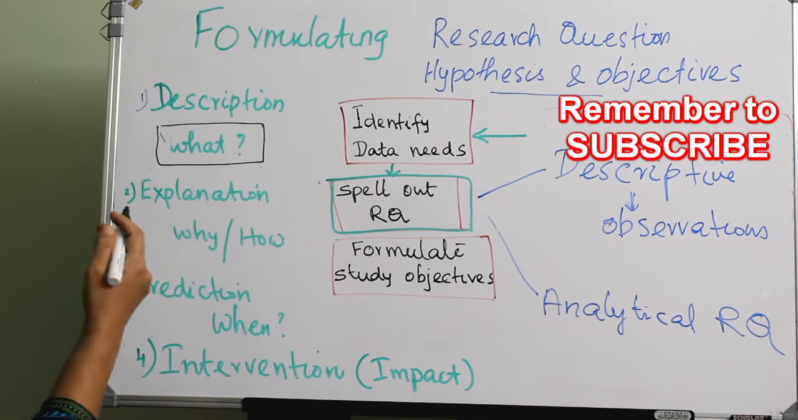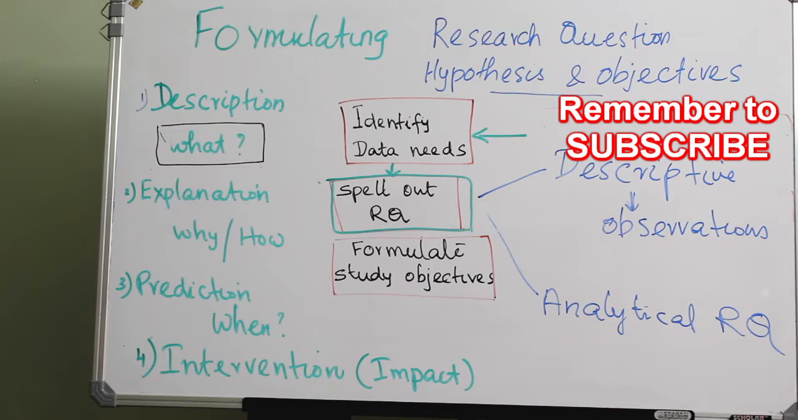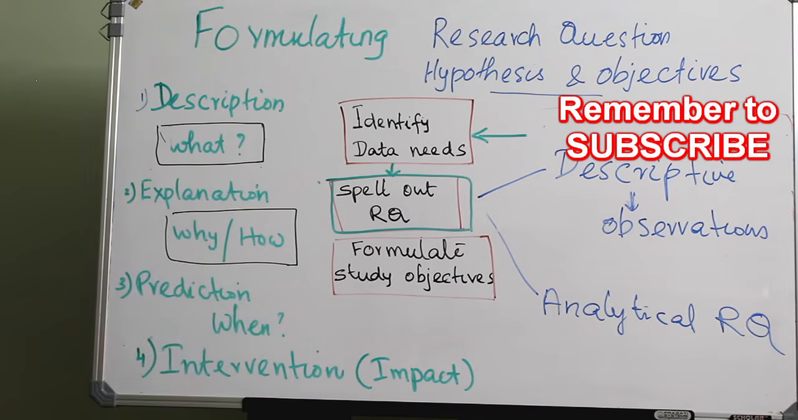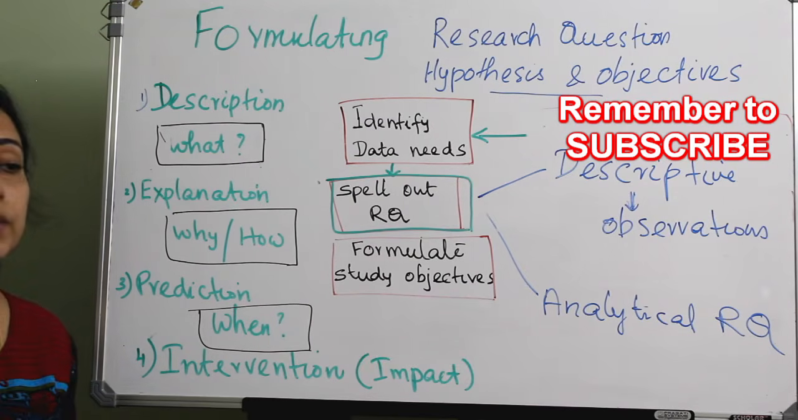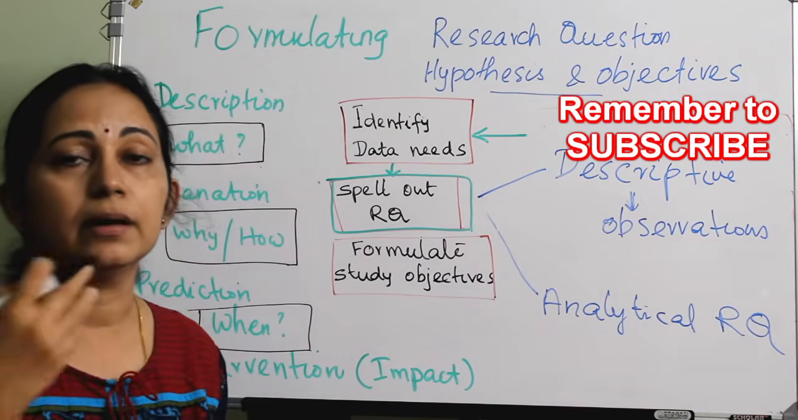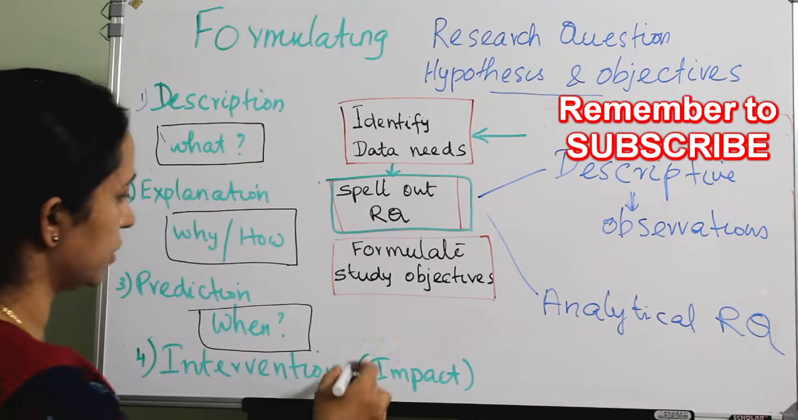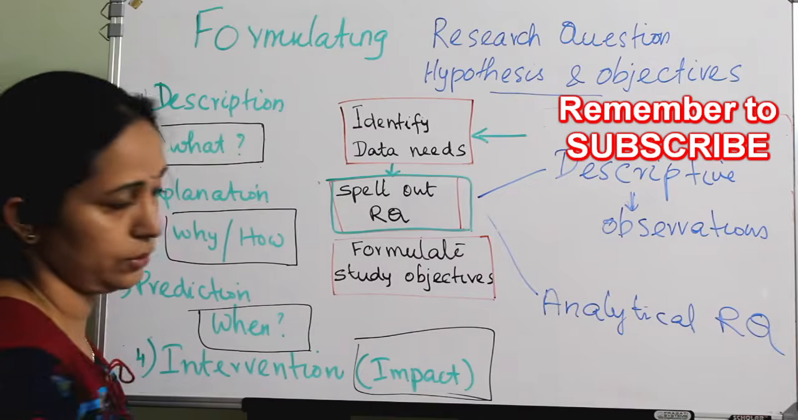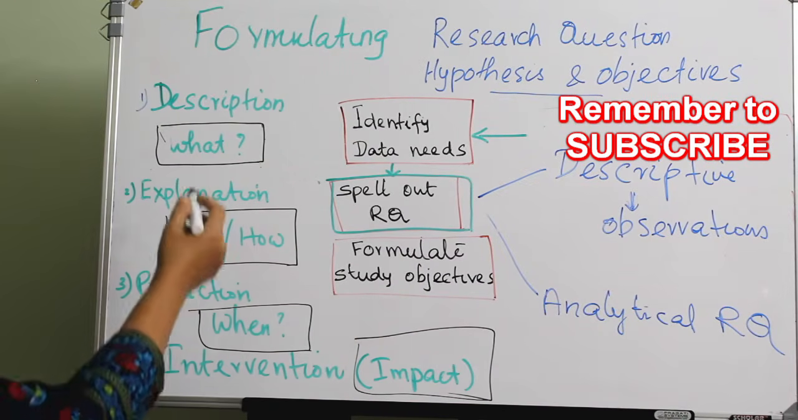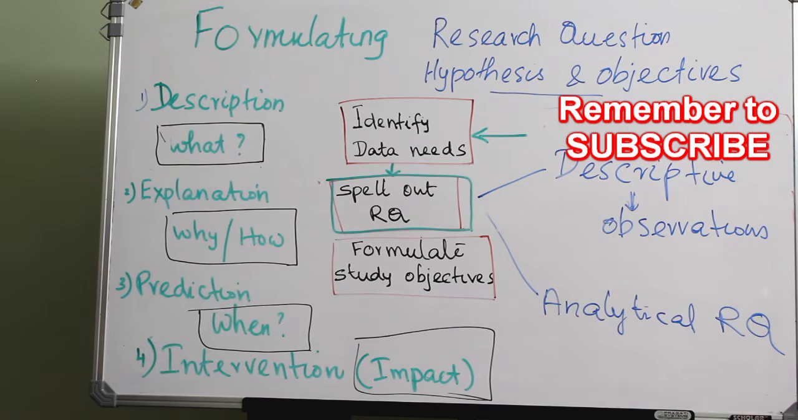So if there is an explanatory type of research question, it usually starts with why or how: why it happened or how it is connected, or it can be a prediction, when it is going to happen. And if there is an intervention, we usually look for the impact of this intervention that is made in this population. So the question usually asked is what is the impact? So these are the words we usually use: what, why, how, when, or what is the impact of that.